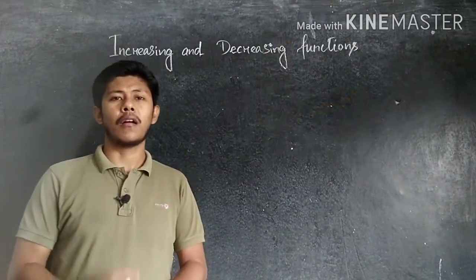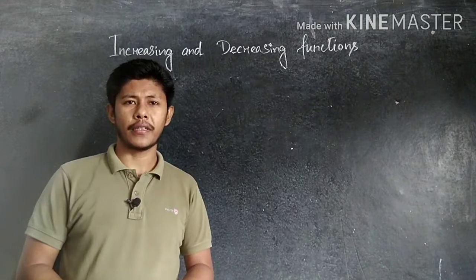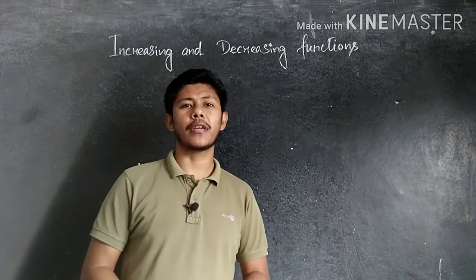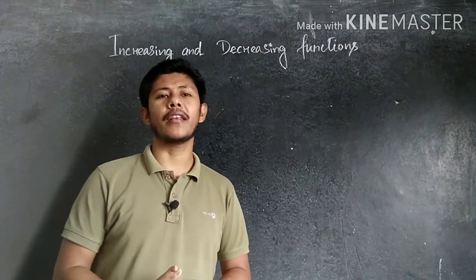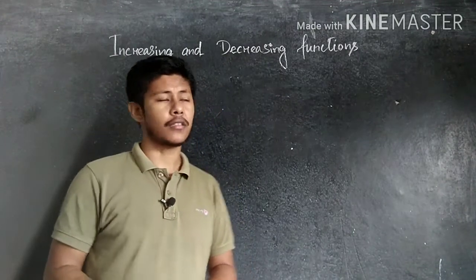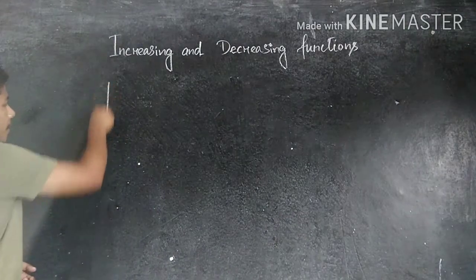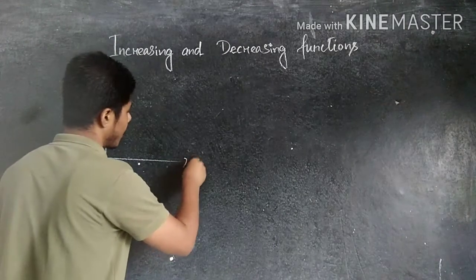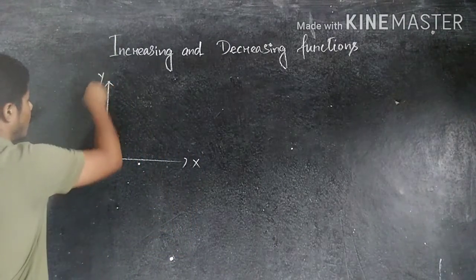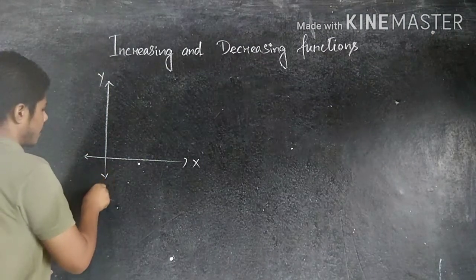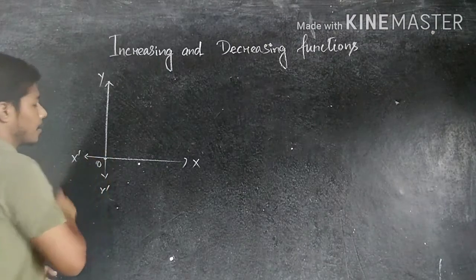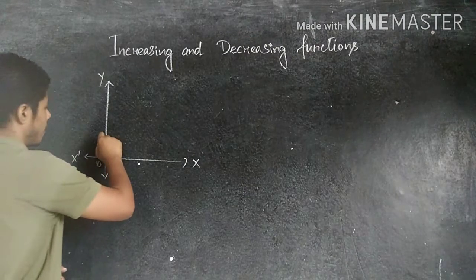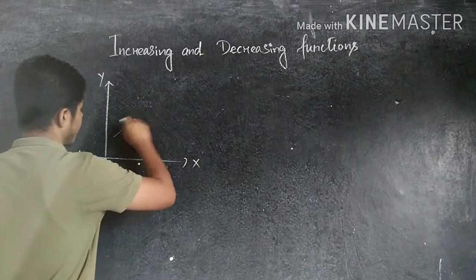Okay. Now after completing the strictly increasing function, next we discuss the increasing function. What type of diagram do we get in the case of an increasing function? Again, if we consider the xy plane here, with x, y, y dash, and x dash, and the origin, let's see the graph.